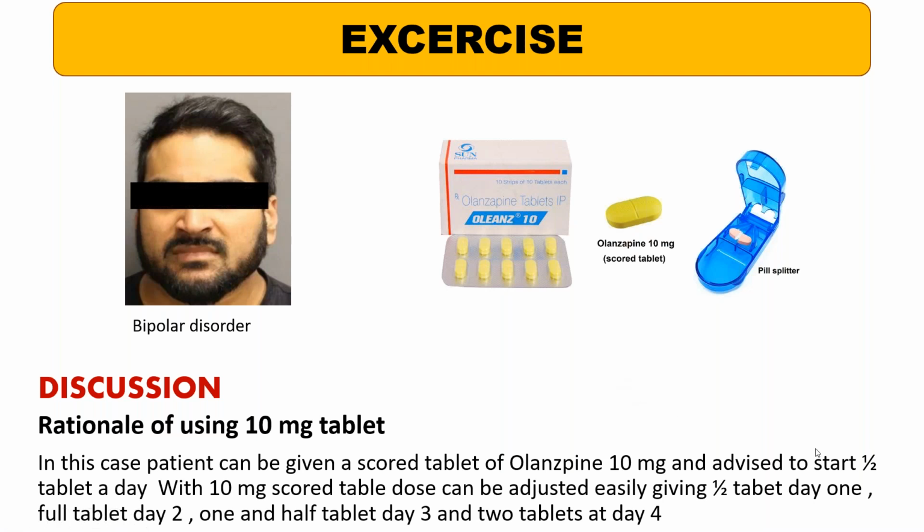And the rationale of using the 10 milligram tablet in this particular case is that this patient can be given 4 tablets of olanzapine, and he can be advised to start with the half tablet a day, then the 10 milligram scored tablet, and those can be adjusted easily by giving half tablet on day 1, full tablet on day 2, 1.5 tablet on day 3, and 2 tablets on day 4.